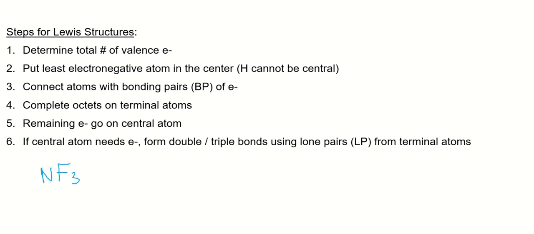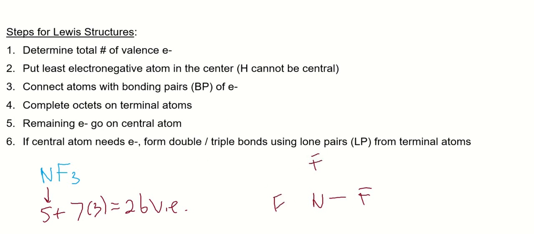Count the number of valence electrons. The nitrogen contributes 5, and each fluorine contributes 7. So that's 21 plus 5 is 26 valence electrons to work with. Nitrogen is less electronegative. Fluorine is the most electronegative, so it's never going to go in the center. So let's put nitrogen surrounded by 3 fluorines.